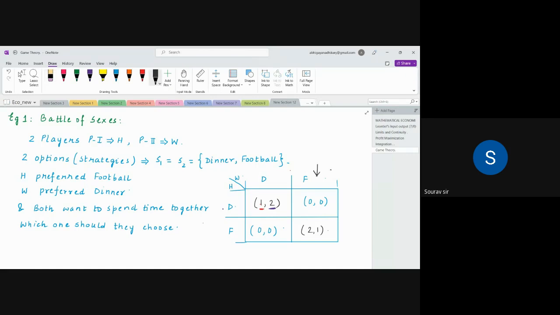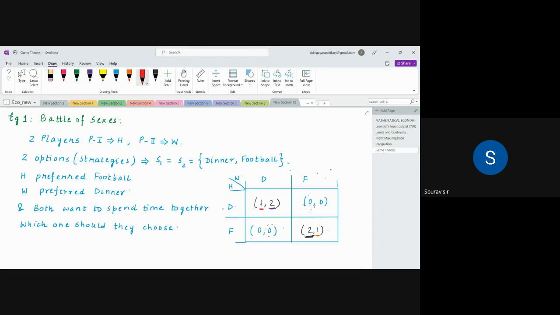Fix the second strategy now for wife. Suppose if wife wants to go for football, then if the husband chooses dinner, utility is 0. If he chooses football, utility is 2. So optimally, he should choose football, right? And now go the other way around. Husband choosing to go for football, then what should the wife do? If she chooses dinner, she gets a utility of 0. If she chooses football, she gets a utility of 1. So since football is higher, this is what she chooses to do. Right.